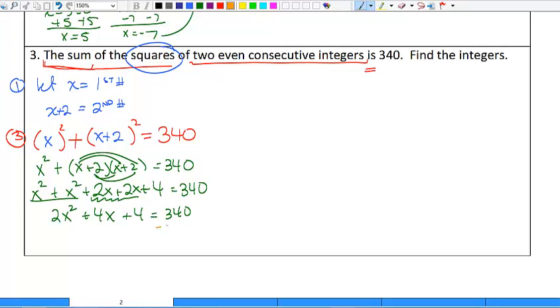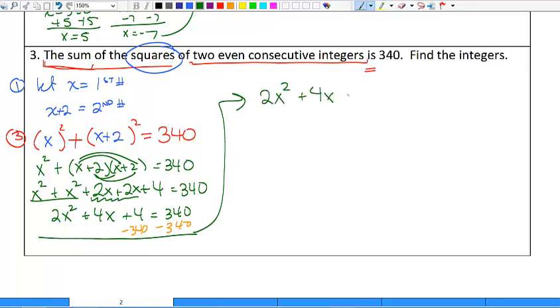And then the last thing I want to do is set it equal to 0, so I'm going to subtract 340 from both sides to get 2x squared plus 4x minus 336. Okay, we want to try to factor or use completing the square or the quadratic formula here. It kind of looks like I have a GCF of 2, doesn't it? That's going to save me a whole lot of time here.